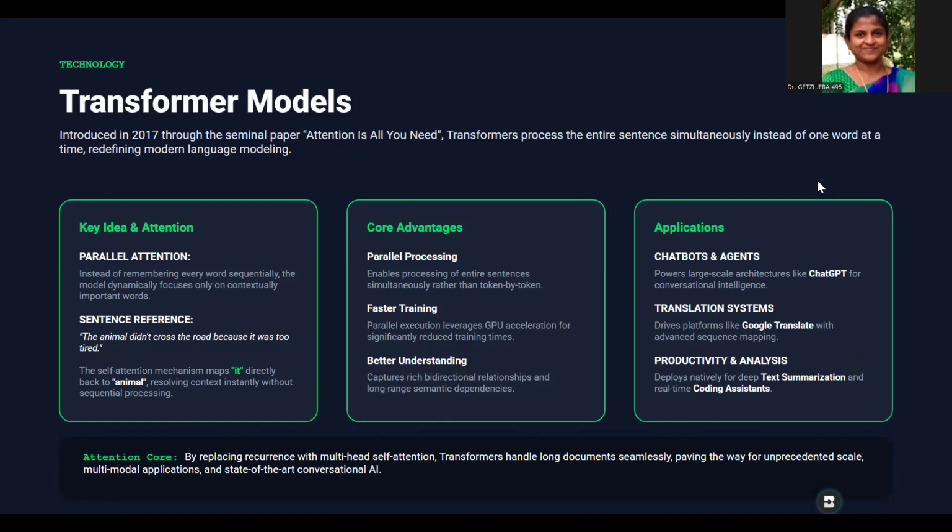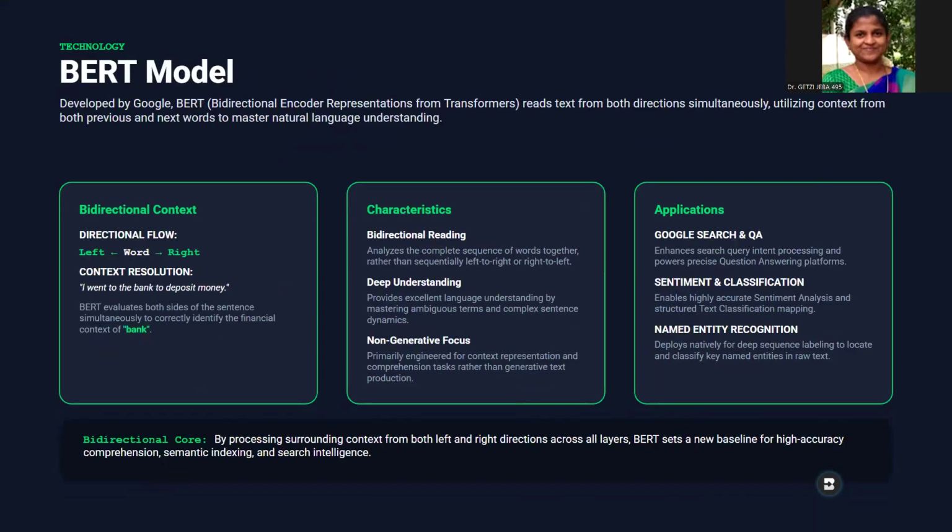The very well-known transformer model is the BERT model. BERT stands for Bidirectional Encoder Representations from Transformers, right? It comprehends the words based on the entire context. What BERT does is it will take a word, check the word at the right and the word at the left, and then it will understand the context.